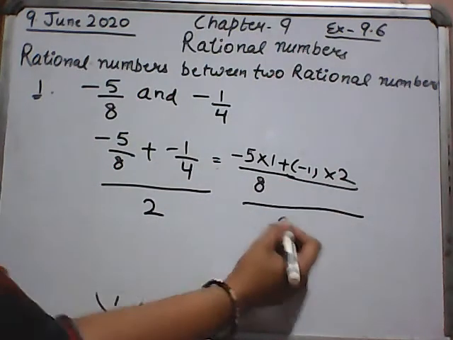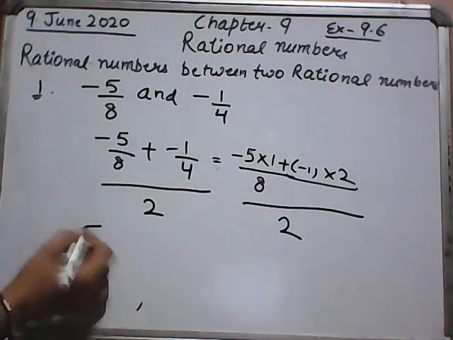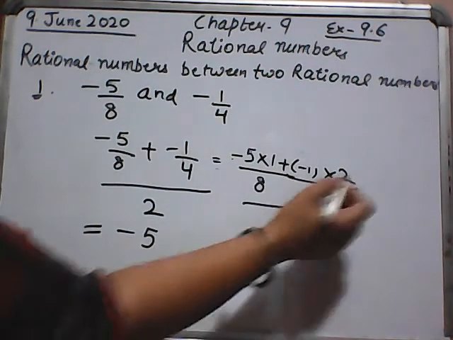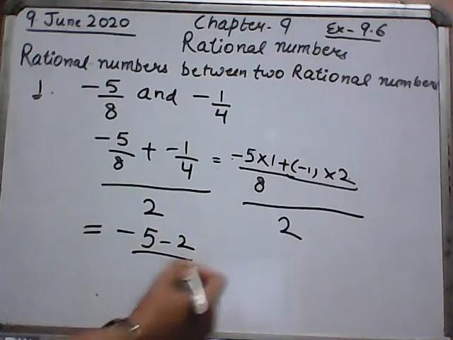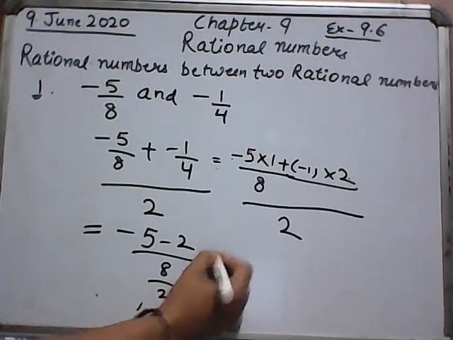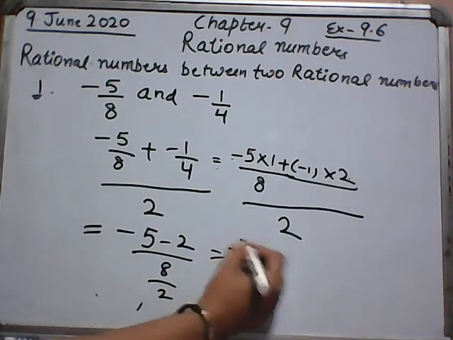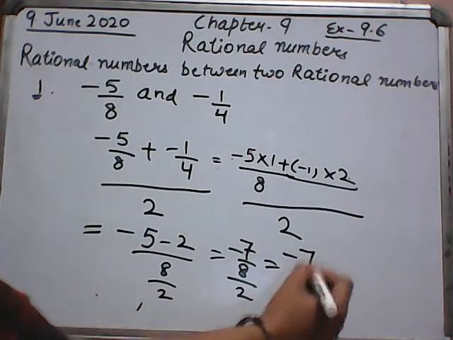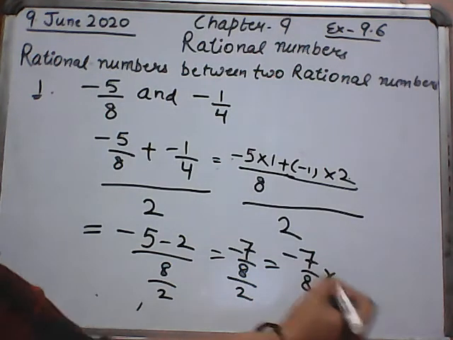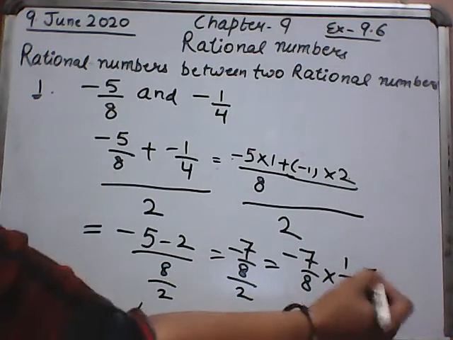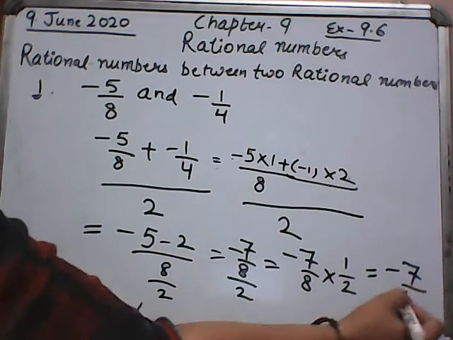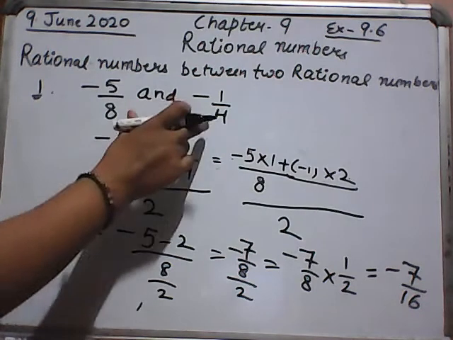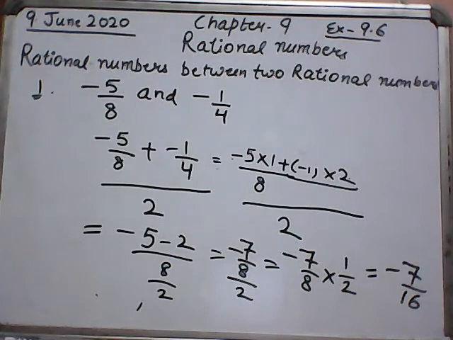Whole divided by 2. Minus 5 minus 2 by 8 divided by 2. Minus 2 minus 5 is minus 7 by 8 whole divided by 2. This can also be written as minus 7 by 8 times the reciprocal of the second rational number. Now we will obtain minus 7 by 16. Minus 7 by 16 is a rational number that lies exactly between minus 5 by 8 and minus 1 by 4.